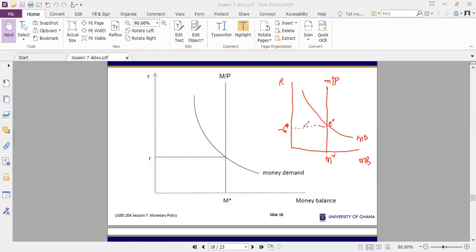That is all about the equilibrium position. Okay, so let's try and understand some terms here. The M over P is basically the nominal money over the price level, and R is the interest rate. Then this is the money balance. So at equilibrium, we will get this actual money balance. Then this is our money demand.